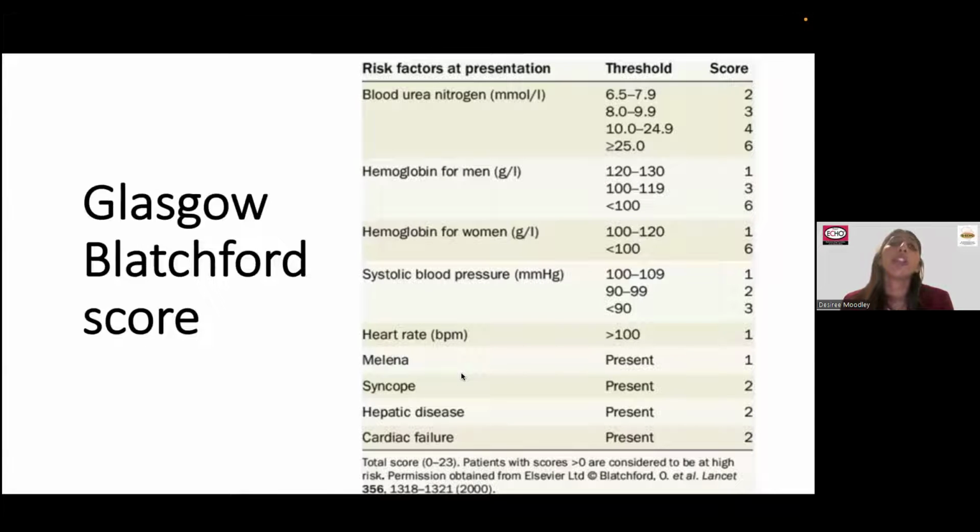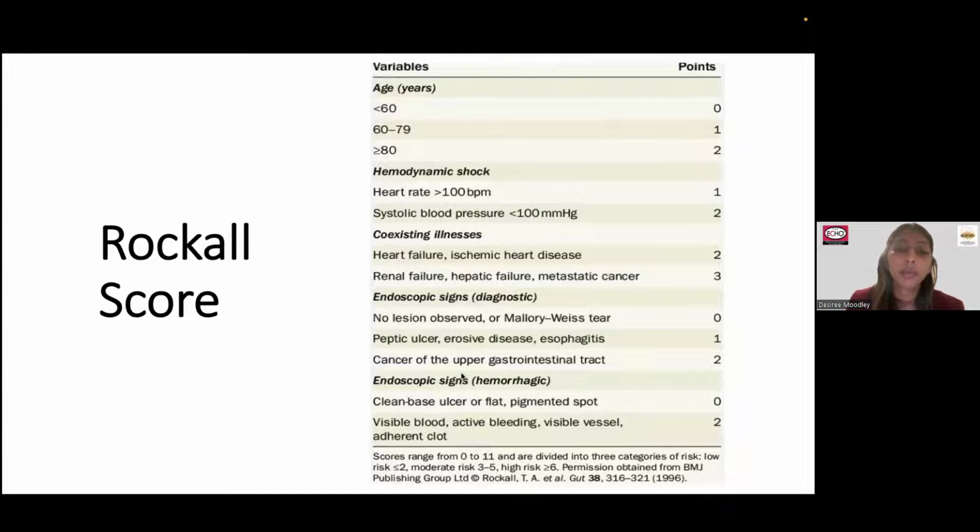This is just if a patient comes in with an upper GI bleed. I think this will be more covered in the non-variceal bleed. But essentially just deciding if your patient's going to be admitted or not, looking at things like their urea, hemoglobin, their vital signs, whether they have melena, syncope, and comorbidities. And if any of those are present, you're going to admit the patient for workup, as well as your Rockall score, which is also to risk stratify patients, and that also includes endoscopy. But as I mentioned, I think this will be covered in the non-variceal bleeding talk.